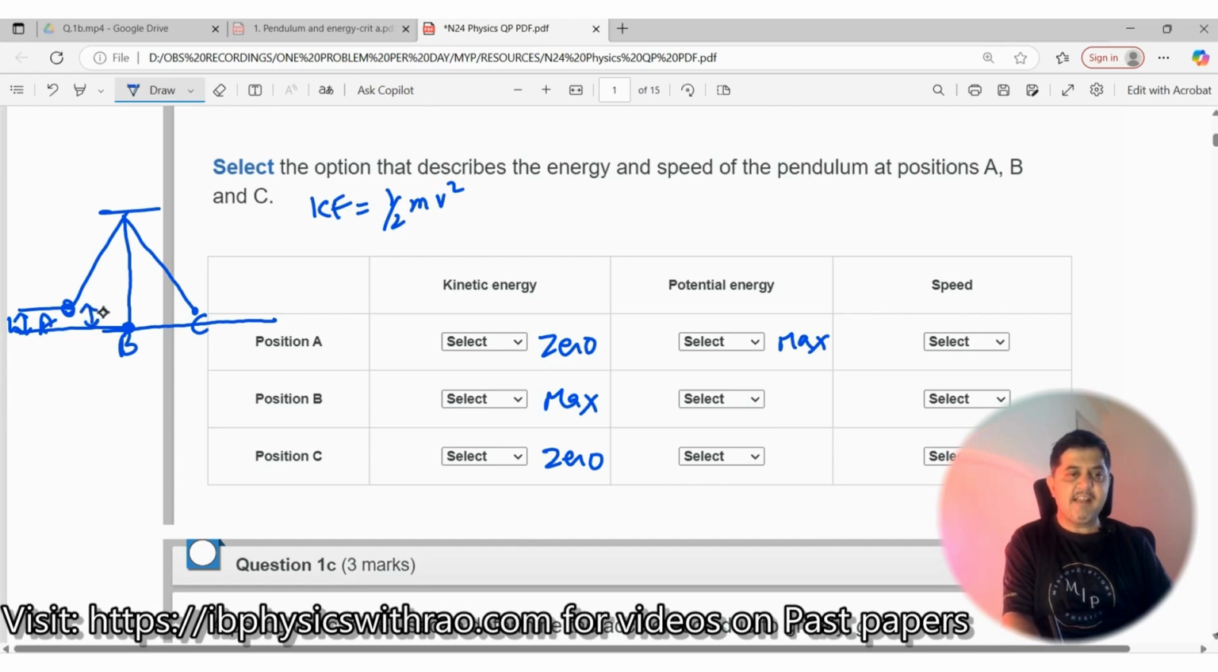So this height is the origin. H is equal to 0. So therefore, potential energy should be 0 here. And then at position C, once again, this is seen to be maximum.